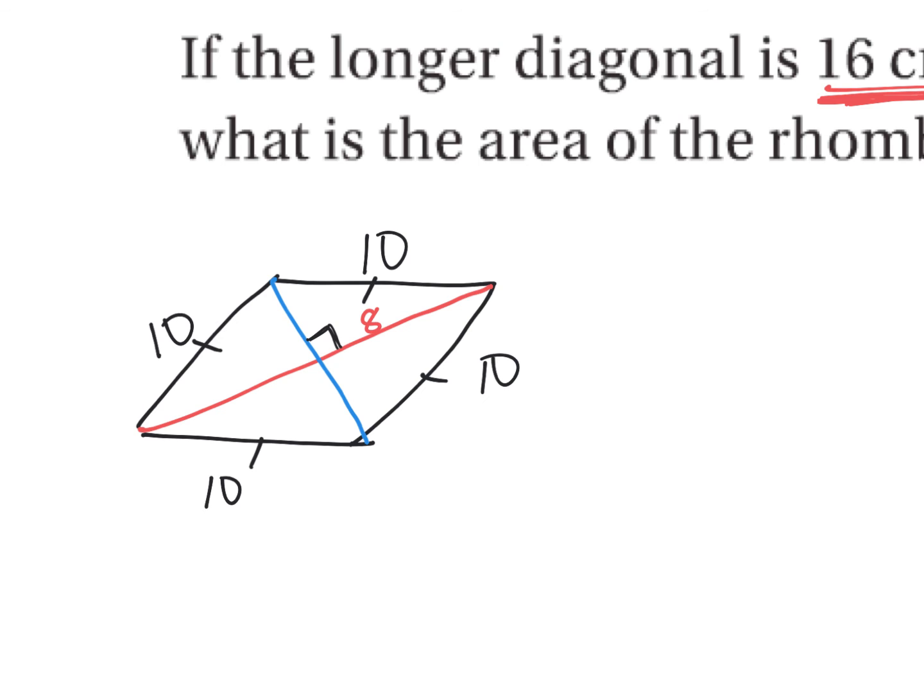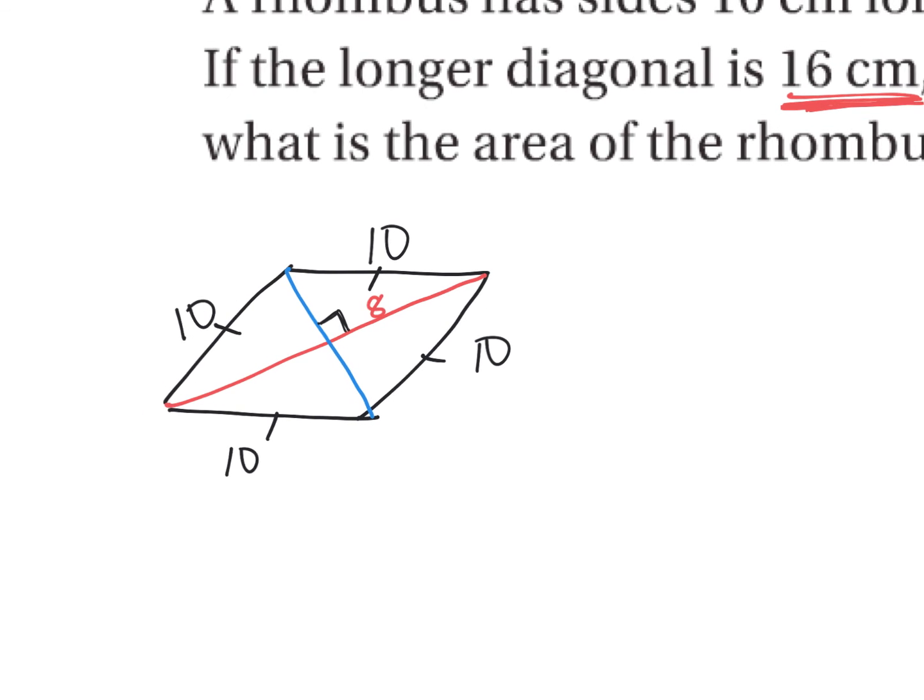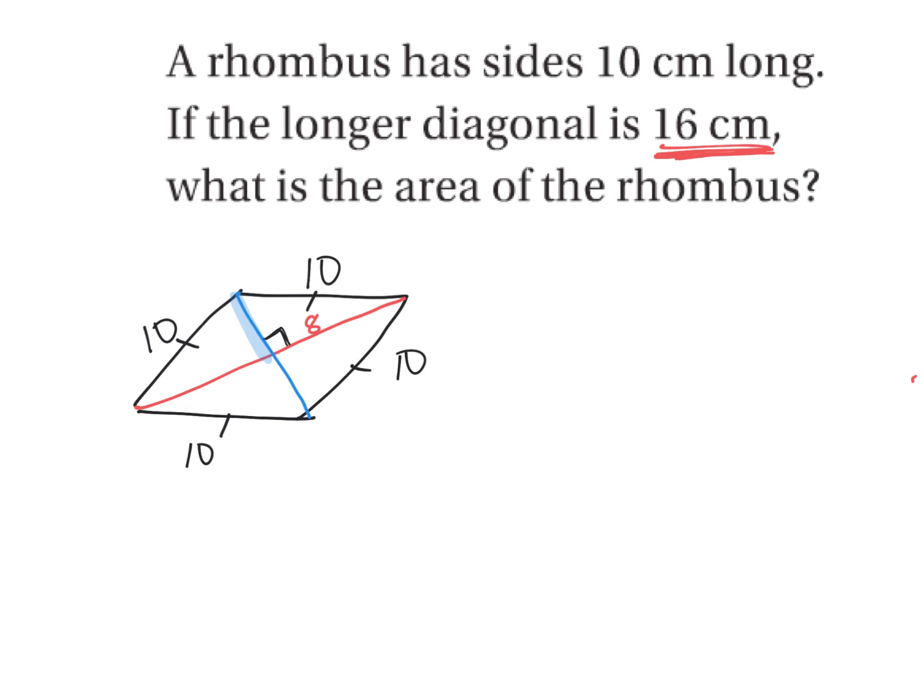All right, looky there, we have a right triangle. So we need to figure out what this is, because we know that's half of that other diagonal, which is what we need. So we'll find that and then double it, and we'll have both of our diagonals ready to do the formula.